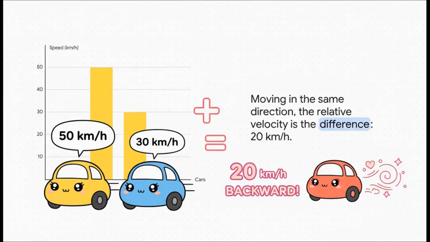Let's look at this situation. We've got 2 cars, both heading in the same direction. One's going 50 kilometers per hour, the other's at 30. Now, to someone standing on the side of the road, those are their speeds. But to the driver in the faster car, the slower car actually looks like it's going backwards at 20 kilometers per hour. Their relative velocity is just the difference between their two speeds.